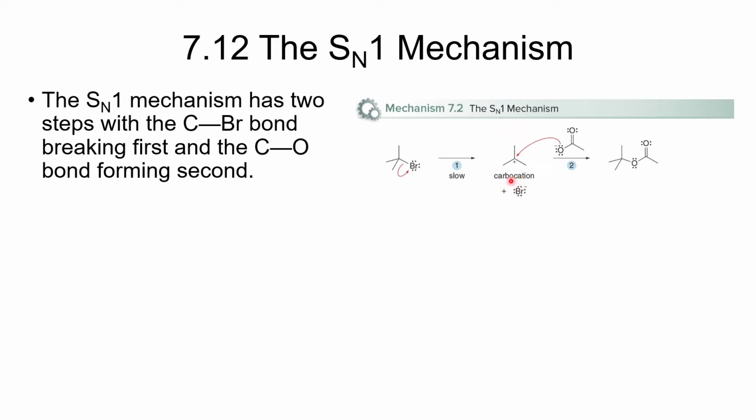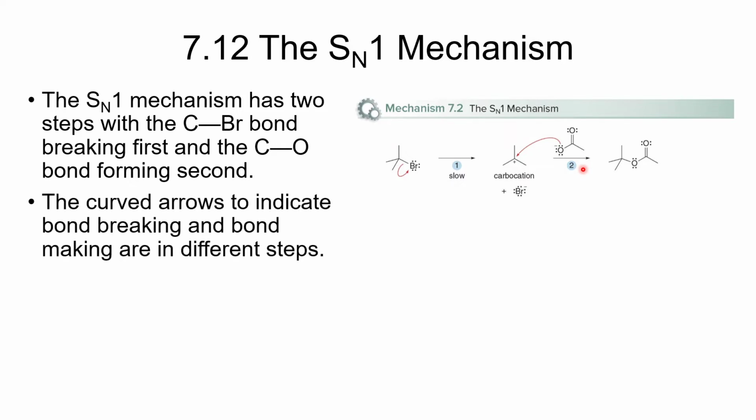Now, I think we've briefly mentioned carbocations before, but we're going to talk about them a lot more in this chapter. All right, and then in a second step, we will make a new bond between carbon and the nucleophile. You'll see that the curved arrows indicate that there's just one thing happening in each step, a bond breaking in the first step, and the bond making in a subsequent step.